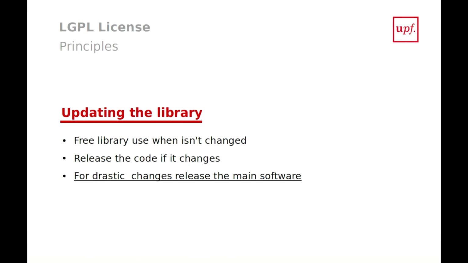On the other hand, if the producer of the software makes substantial changes to the library API, so that the library can be considered as not compatible with the original one, then the software that uses the library needs to be released so other developers can study and make use of it, allowing others to have the same rights acquired when the software was received.